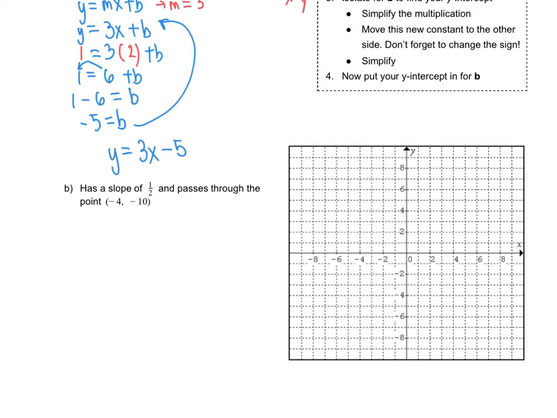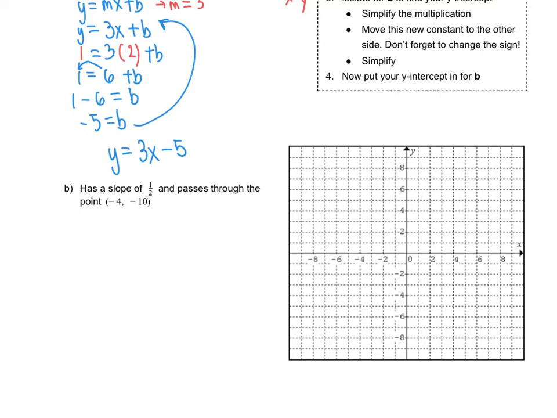We can also do this process using a visual. So I will show that here. This line has a slope of 1/2 and it passes through the point (-4, -10). So I have a point, so why don't I plot it?